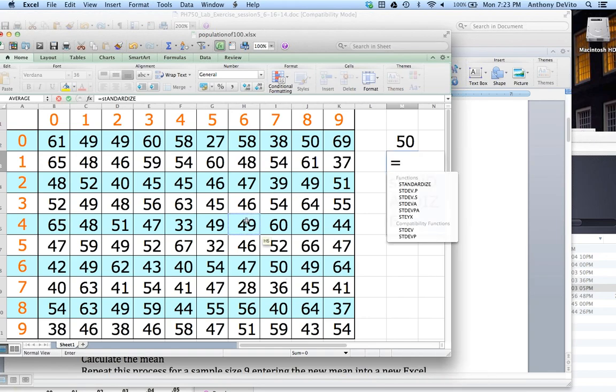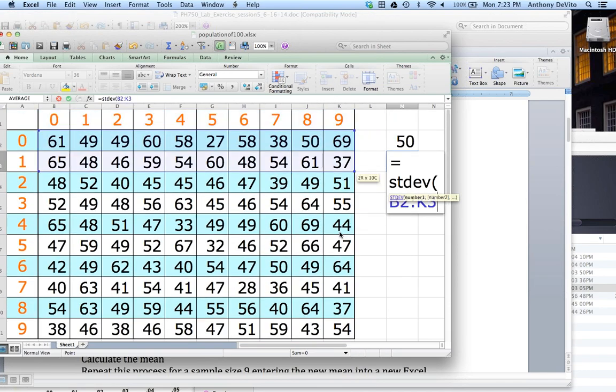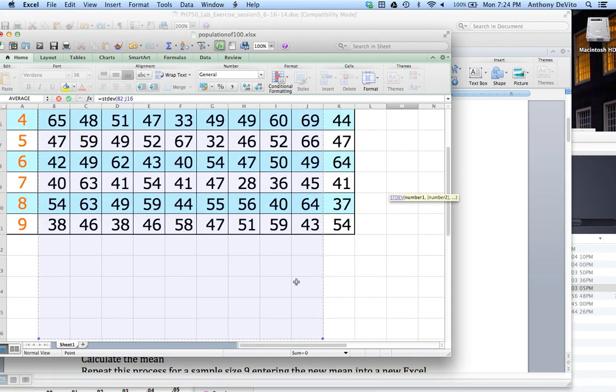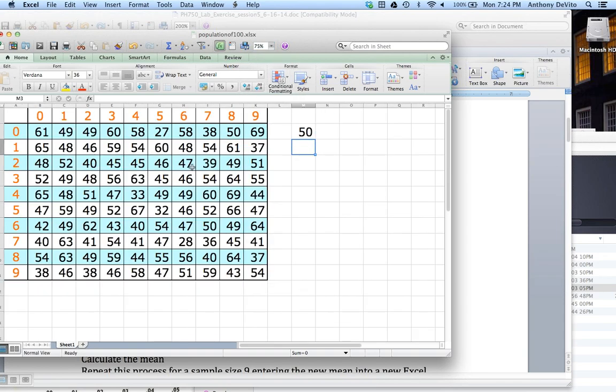The standard deviation for all of these numbers is going to be, and I'm going to do this again, B2 through K13. Okay, I think I might have missed it there. Let me try that again. Let me reduce the size of this so I can actually see it, and I'll blow it up again so you guys can work on it. Equal standard deviation, parentheses, and I'm going to highlight from B2 through K11. That's easier for me to do now.